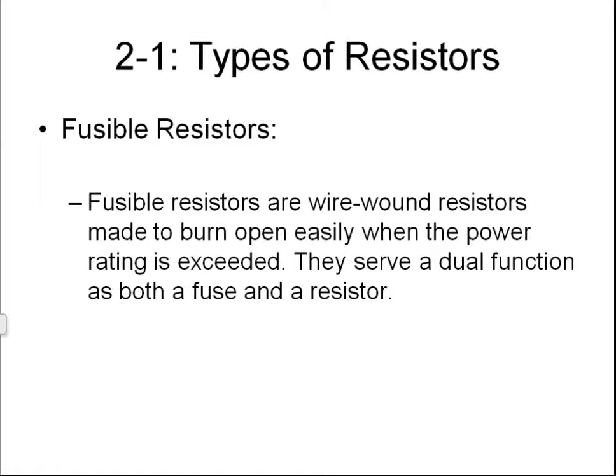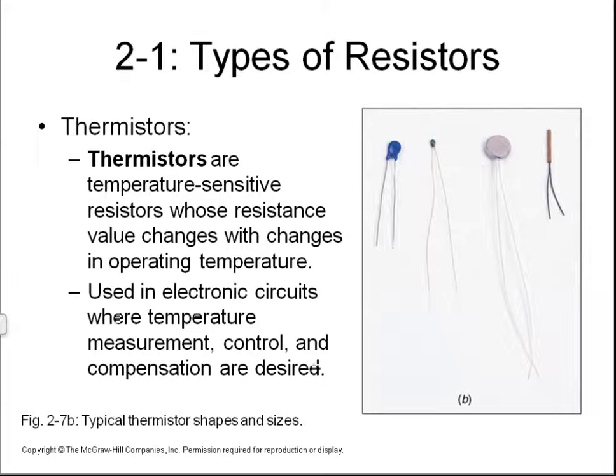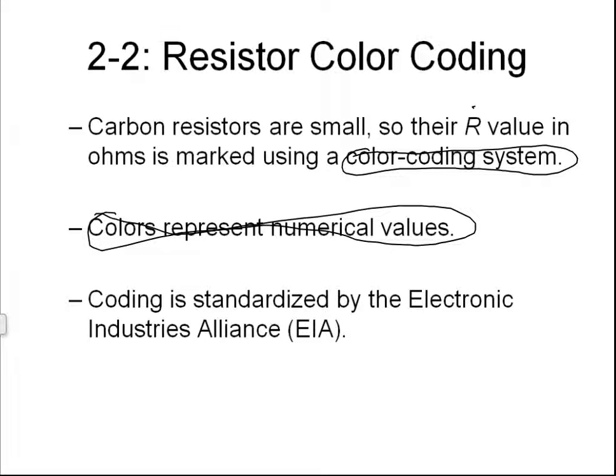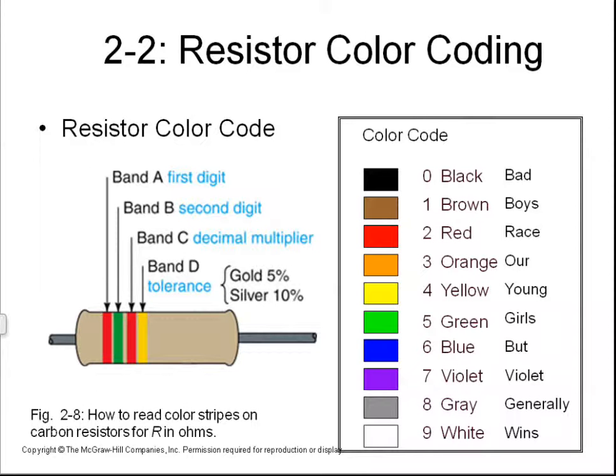All right, fusible resistors we talked about. Thermistors we talked about. Carbon resistors, because of the size, especially in the 1/8 watt variety, it's hard to mark them with writing. So we use a color code system. And the colors, each one represents a numerical value 0 through 9, and the coding is standardized. And the coding looks like this. Black is 0, brown is 1, red is 2, etc. all the way through.